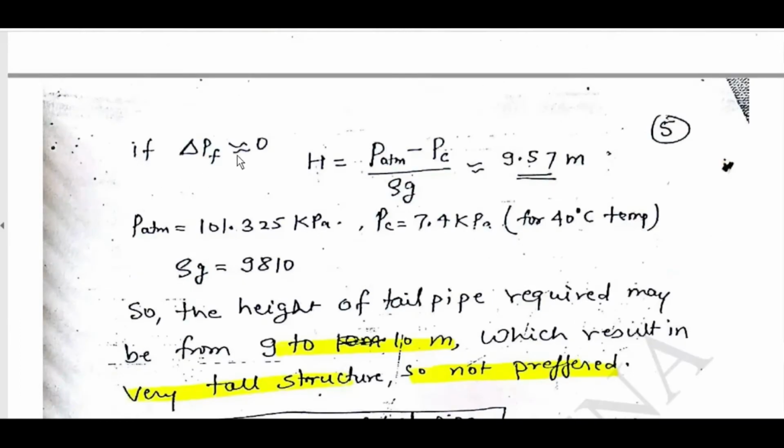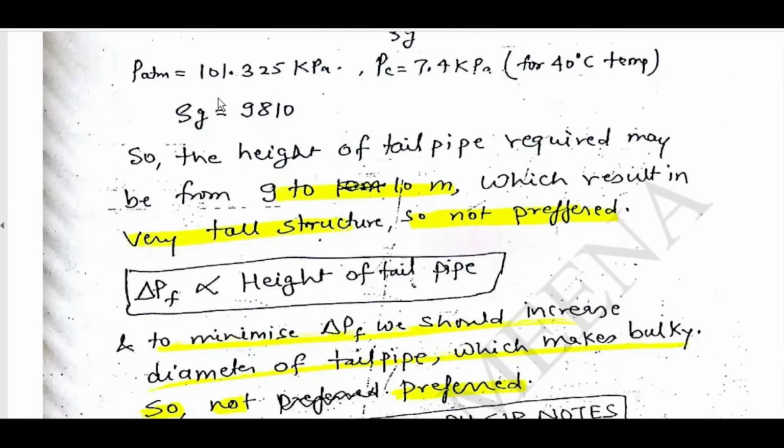If delta PF is almost equal to 0, H is equal to P atmosphere minus P condensation by rho g, which is equal to 9.57 meters. P atmosphere is equal to 101.325 kilopascal. P condensation is 7.4 kilopascal for 40 degrees centigrade temperature. Rho g is equal to 9810. So height of tailpipe required may be from 9 to 10 meter, which results in very tall structures, so not preferred.